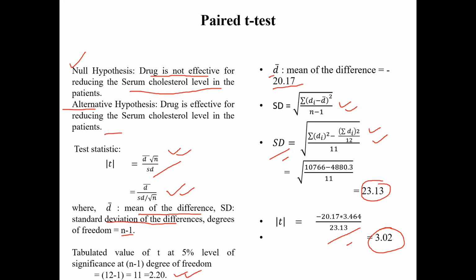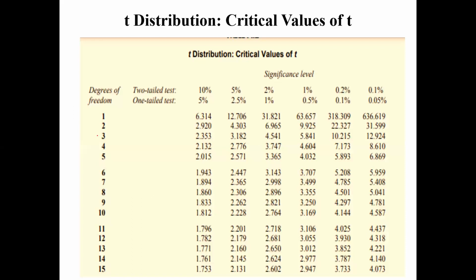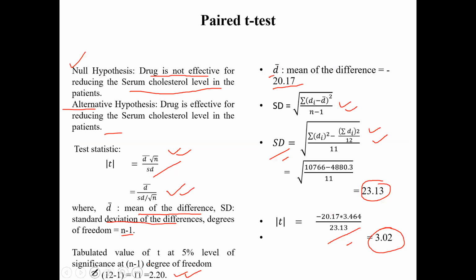So how does 2.20 come? If we look at the t distribution critical values, we have to go through the degrees of freedom, n minus 1. Total n is 12, so n minus 1 is 11, at the 5% level of significance. We are using a two-tail test, so we go through this column and this row and this cut point. Here the cut point comes to 2.201, so this is our tabulated value, as we have mentioned here, 2.20.